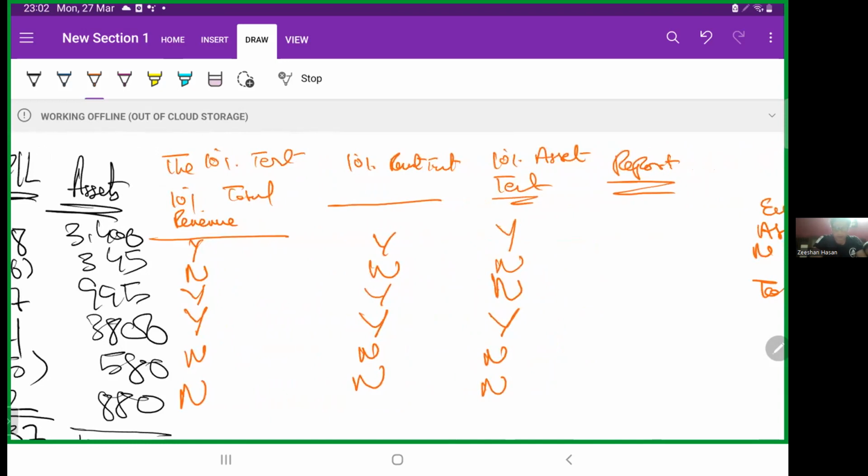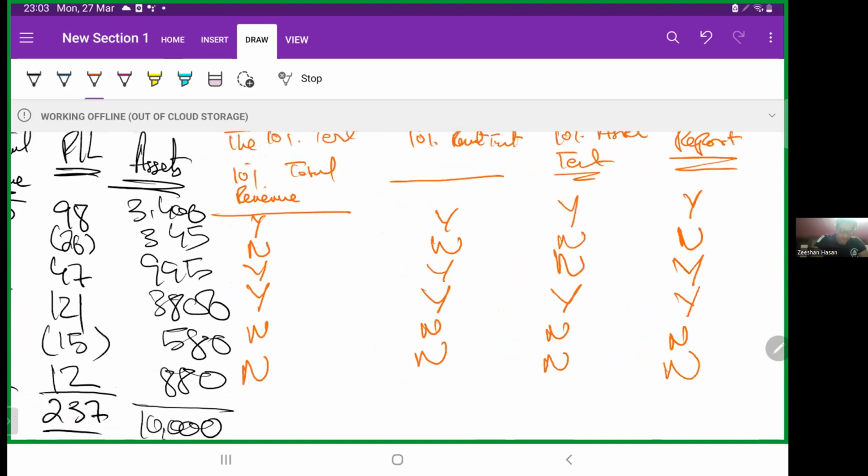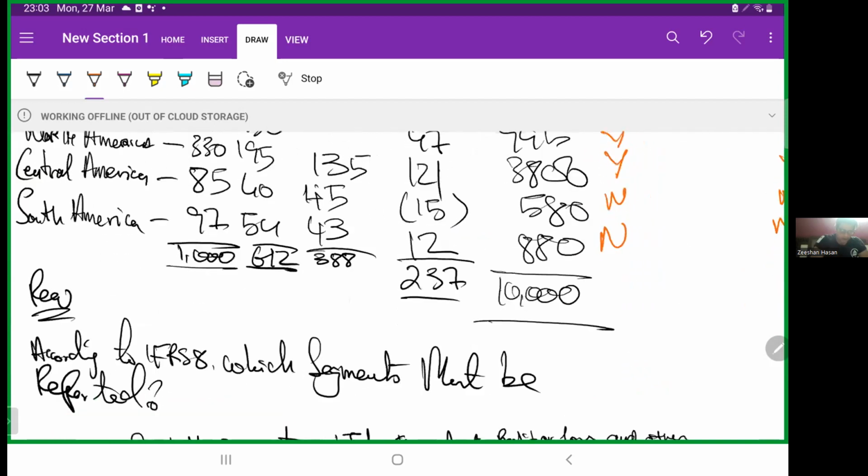So finally, the report. Europe is reportable. Middle East not reportable. Asia reportable. North America reportable. Central America and South America both are not reportable. That's how we need to do it. I hope you get it.